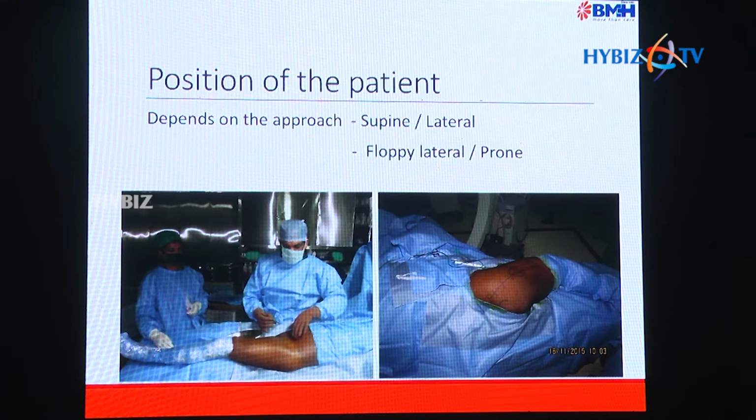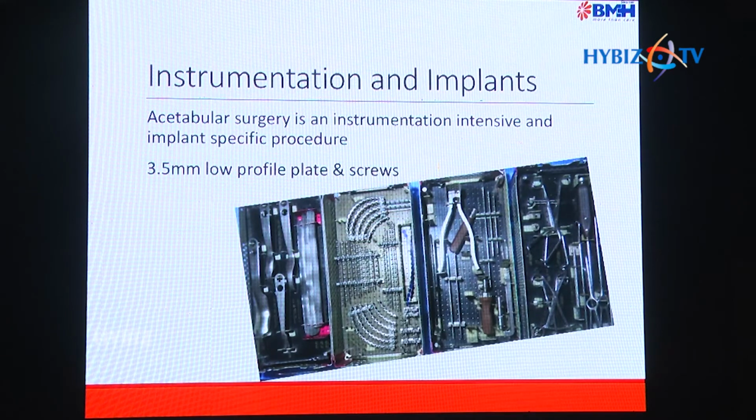The position of the patient is very important and depends upon the approach. If you are doing the anterior approach like ilioinguinal or modified Stoppa, you can put the patient in supine position, and lateral position for the Kocher-Langenbeck approach. Floppy lateral position is used when we are planning a dual approach, simultaneously posterior and anterior. And some surgeons prefer prone position while doing the posterior approaches. As already said, special instruments and implants are available. Usually we use 3.5 mm low profile plates and screws.